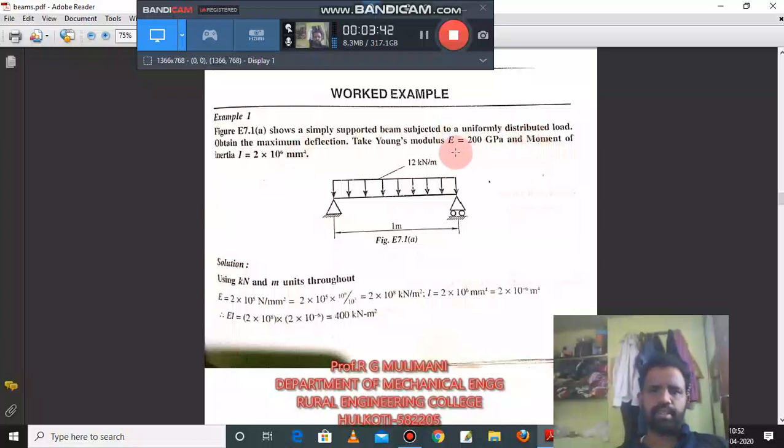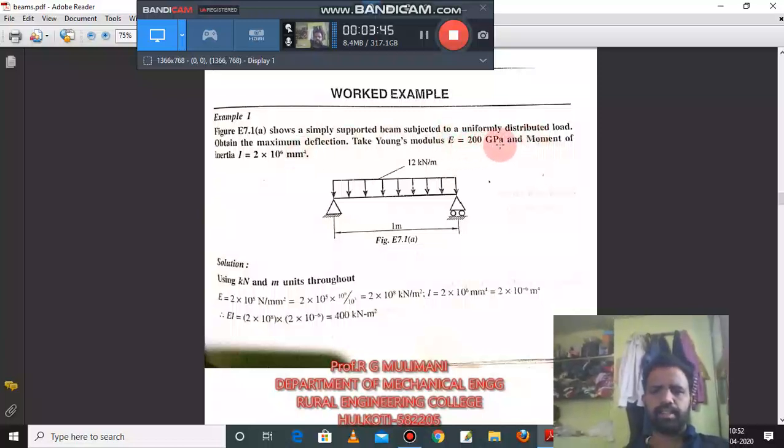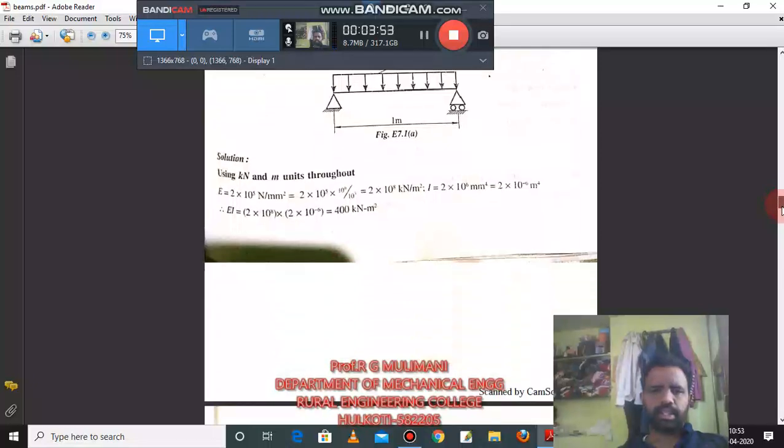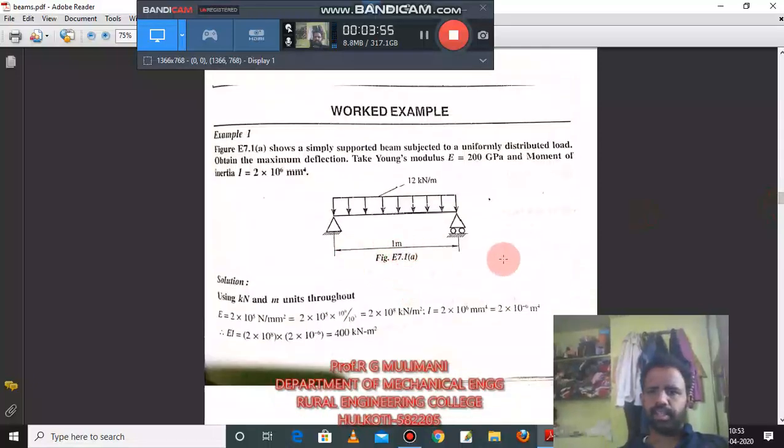Young's modulus is given here as 200 gigapascal, you convert it to kilonewton per meter square, and I is given, you convert it to meter raised to 4. And the length of the element is 1 meter.